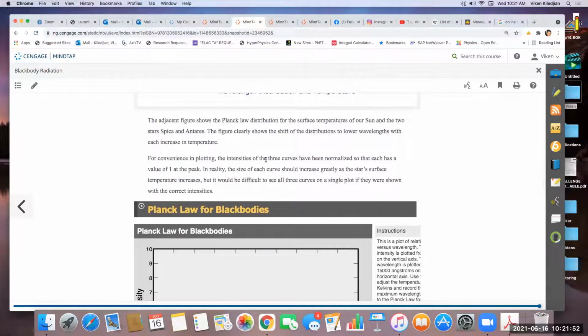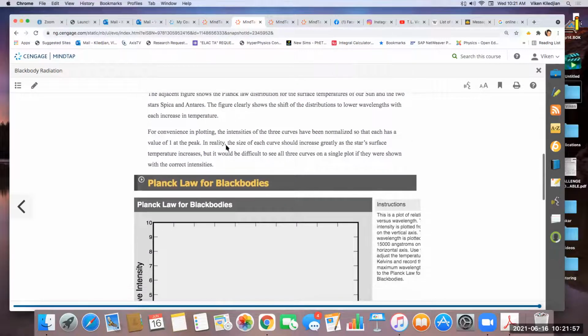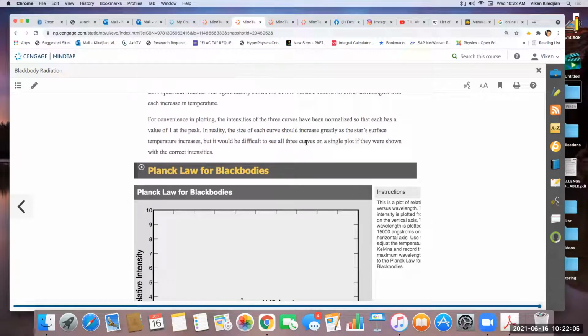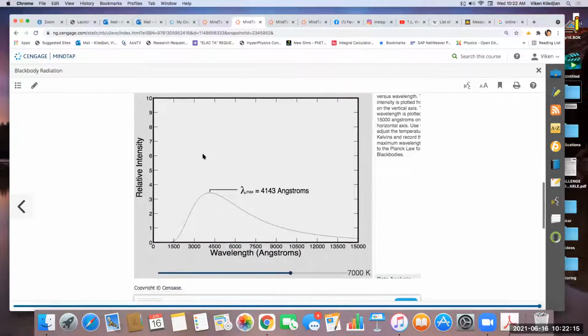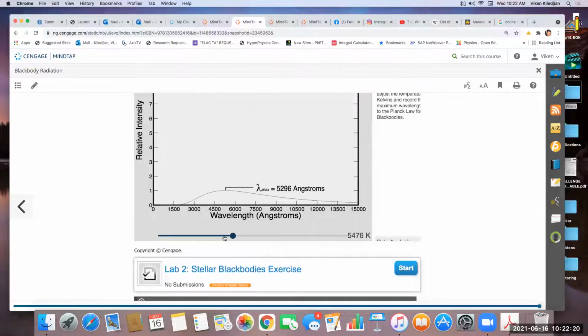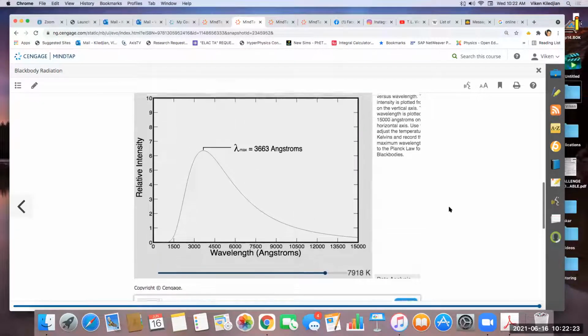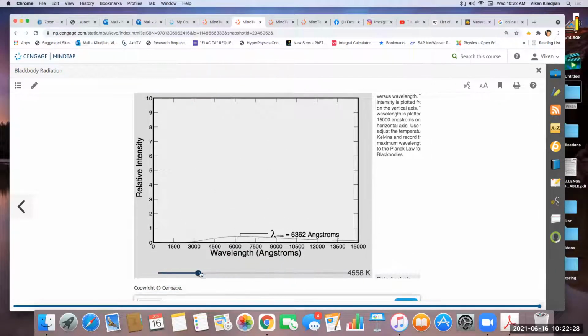So for convenience in plotting, the intensities of the curves have been normalized so that each has a value of 1 at the peak. In reality, the size of each curve should increase greatly as the star's surface temperature increases. But it would be difficult to see all 3 curves on a single plot if they were shown with the correct intensities. So that's why they're normalizing it. Oh, okay. So it looks like this is the same plot, the plotter. I like this one. You can just find any combination, you know.